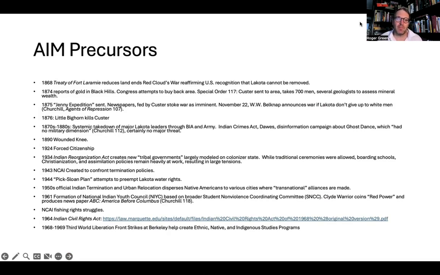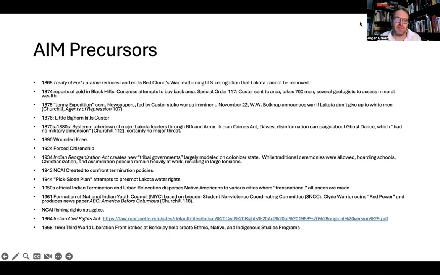In 1944, we see the Pick-Sloan Plan, which attempts to preempt Lakota water rights, and we get lots of dams being built, and that will factor into the recent stuff from the Red Nation and the Red Deal, is that the New Deal, which was meant to kickstart the U.S. government's economy during the Depression, created these big dam projects that are also really destructive to native land and environmentally disastrous in some cases.